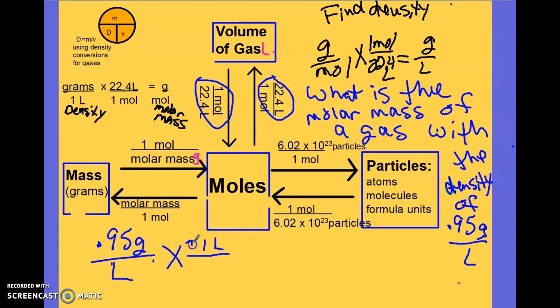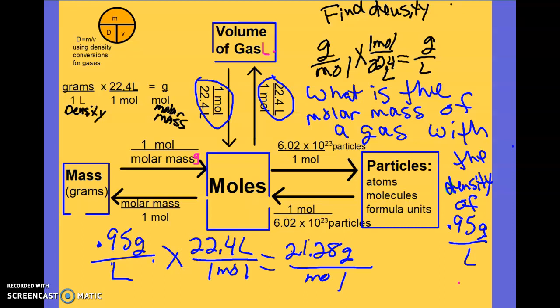Oopsie, it's 22.4, sorry. 22.4, that's super messy. Okay, so if I calculate that out, I end up with grams. So liters has canceled out. I'm left with grams per mole.